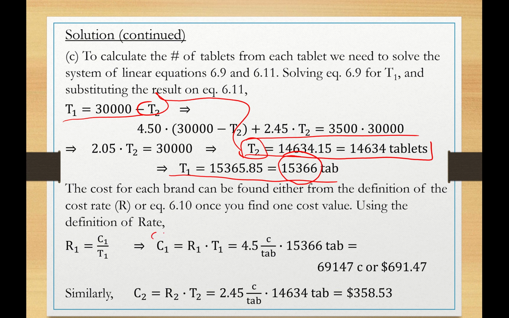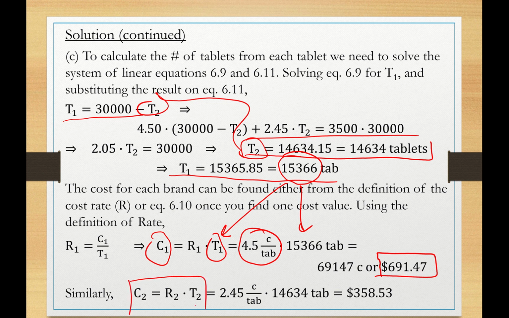Now the dollar amount spent for the purchase of brand 1, I can do that by multiplying the number of tablets that I will purchase, which I know, that's the one there, right? Times the cost of brand 1 per tablet, which is 4.5 cents. I end up spending $691.47. For brand 2, I do the same thing. I multiply the cost rate times the tablets purchased of T2, which is 14,634, and I end up with $358.53.